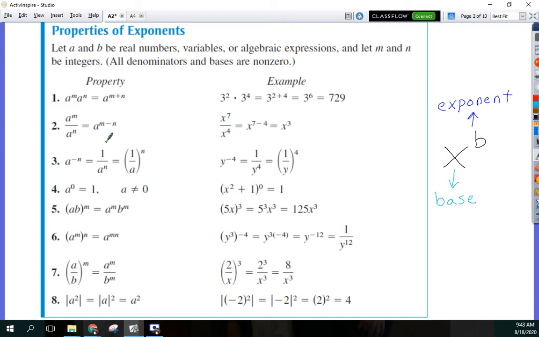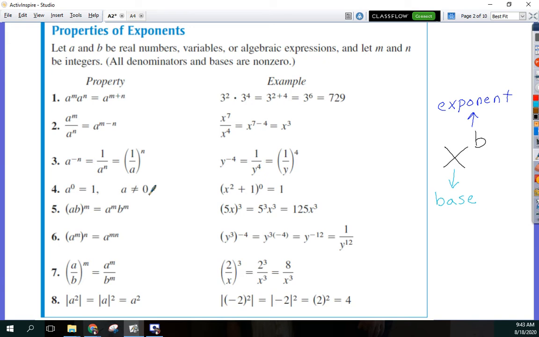Another important property is anything to the 0 power is going to be 1. So make sure that we don't get that confused and say that something to the 0 power is 0. It will always be 1 as long as we're not talking about 0 to the 0 power.